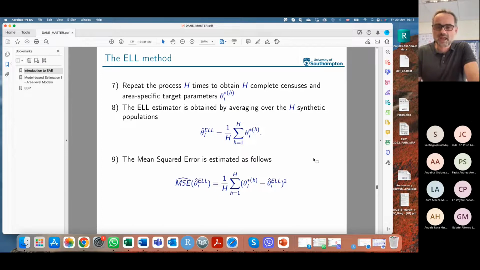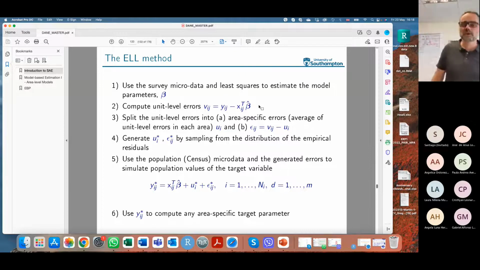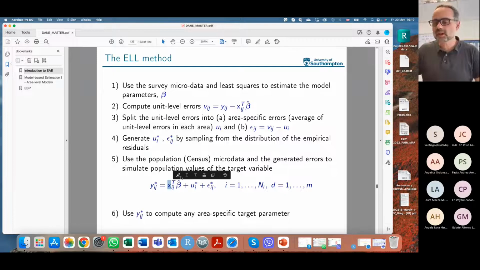Okay, so it's purely numerical. Of course, it relies on fitting a two-level nested error model, but the process is purely numerical, and it assumes the use of census microdata and the replication, the creation of a number of population data sets that you then use to calculate whatever parameter of interest you are interested in. So the trick is you need census microdata, right? If I don't have census microdata, I cannot really generate my populations, right?